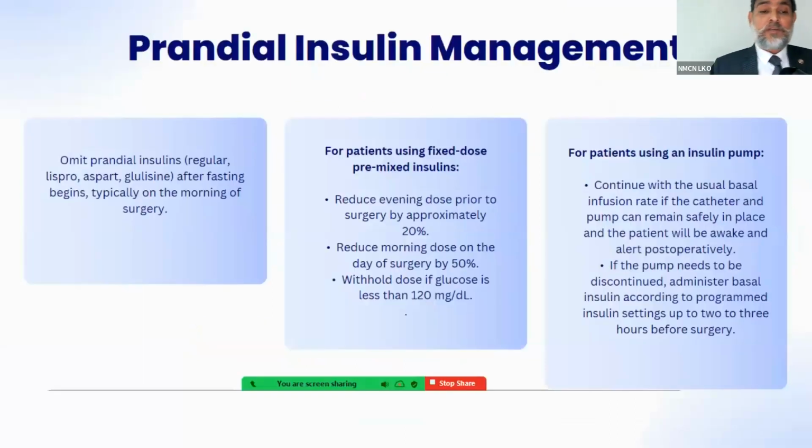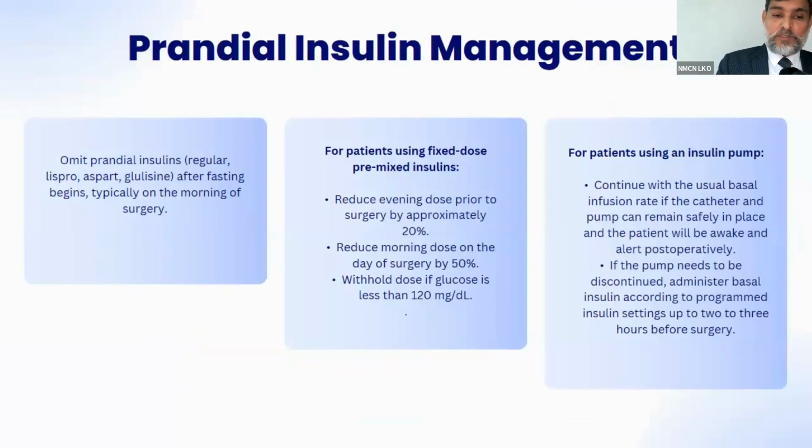Prandial insulin management. These are the insulins which we use to control postprandial hyperglycemia. The optimal prandial insulins are regular, Lispro, Aspart, Glulisine. For surgeons, it is the soluble insulin, which is the short-acting insulin. After fasting begins, we must stop this insulin, typically on the morning of surgery. For patients using fixed dose pre-mixed insulin, many of the patients are on a fixed dose of the mixed insulin, and we have to reduce the evening dose prior to surgery by approximately 20%, and on the day of the surgery it should be reduced by 50%. And withhold the insulin if the blood sugar is less than 120 milligram.